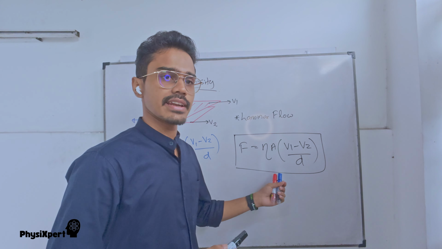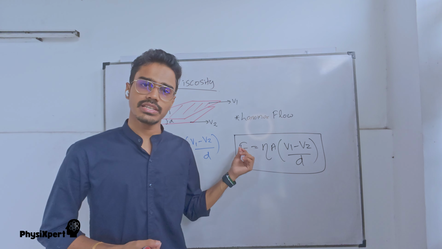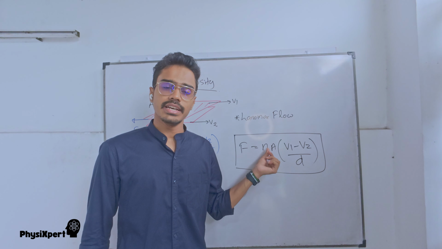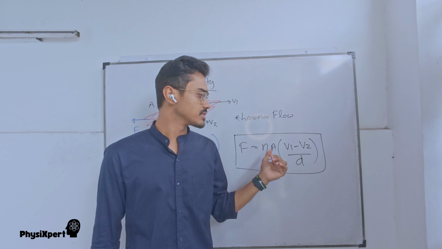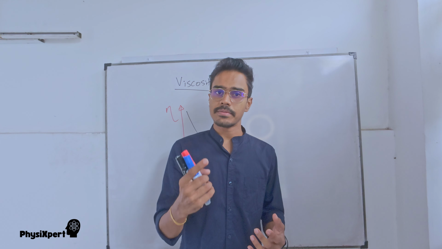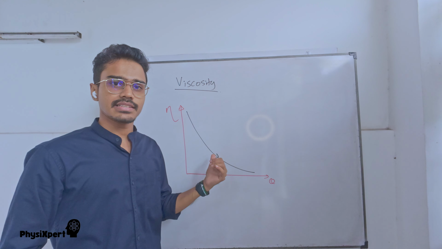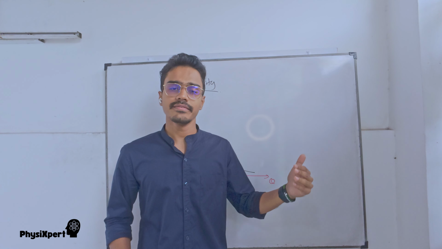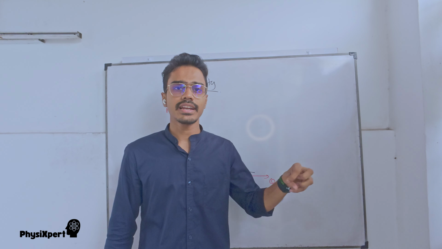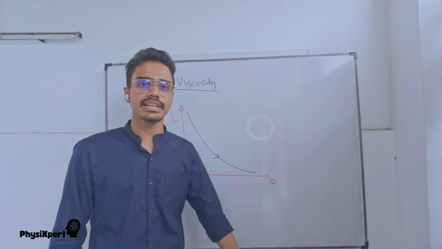So this is the general equation of viscosity. F is viscous force, eta is coefficient of viscosity, A is the area perpendicular to the gradient of velocity, and this is the gradient of velocity. There's a variation of viscosity with temperature. So that goes as this, which means the higher the temperature, the viscosity of the liquid decreases, and it decreases at a decreasing rate.